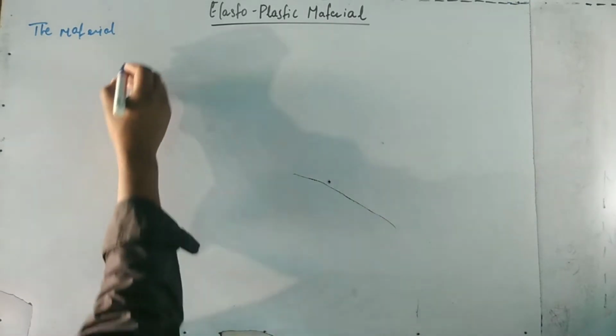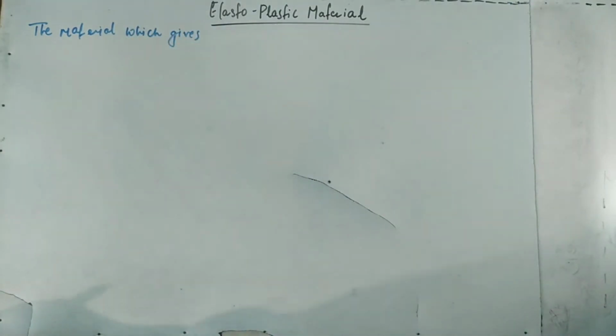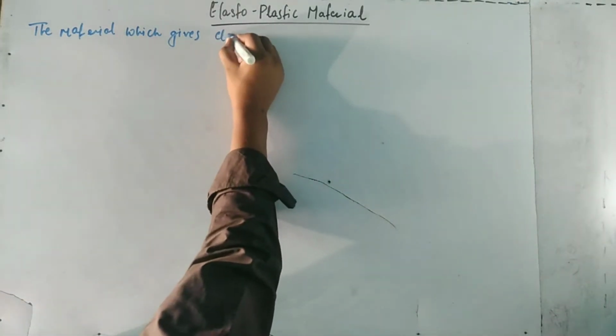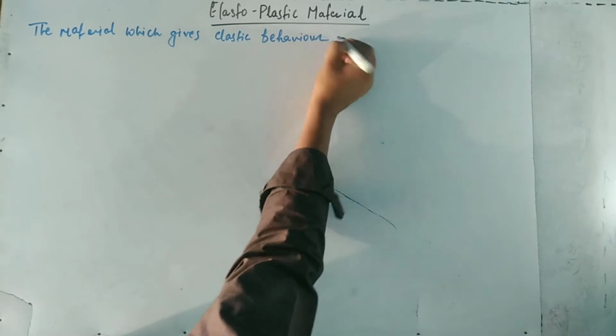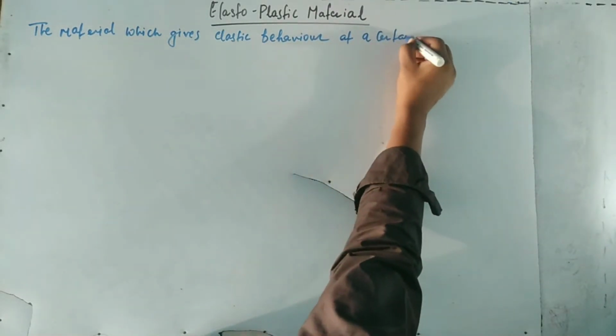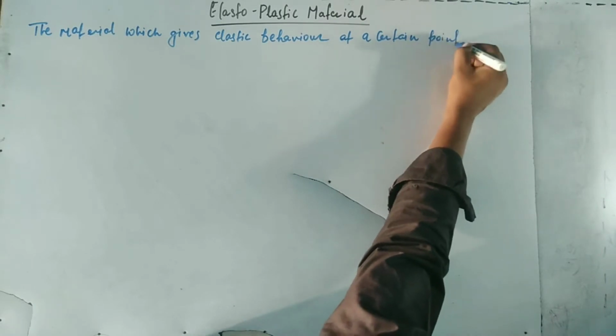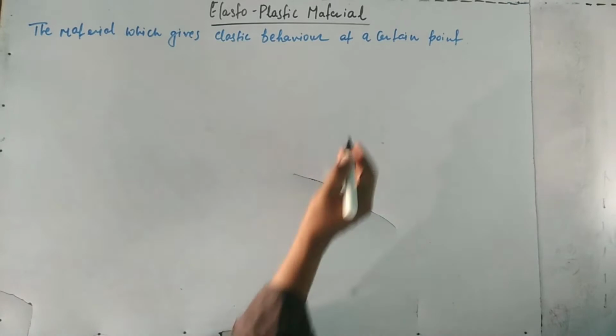We are studying strength of material and today's topic is elastoplastic material. What is elastoplastic material? It indicates the material which gives both types of behavior. That is, it first gives elastic behavior and after that it gives plastic behavior. Then it is called elastoplastic material.